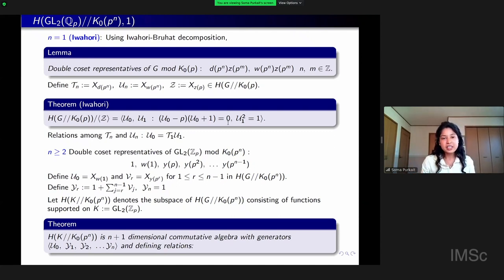But in this case, I'm not writing all the relations, just writing the presentation. And one of the relations amongst the T_i's, U_i's and U1 is that U0 is T1 U1. So that will also come into the picture later. Okay, so that's the case n equal to 1.